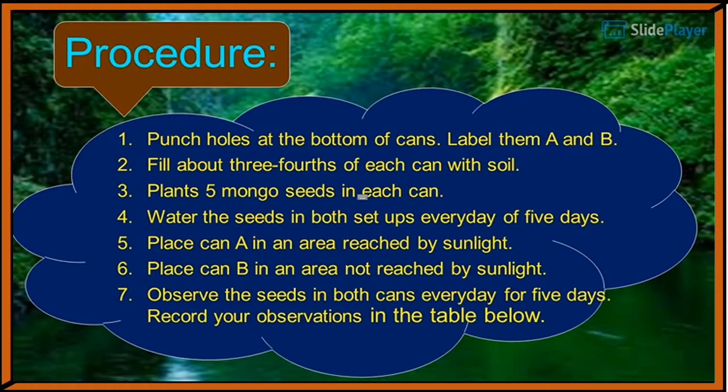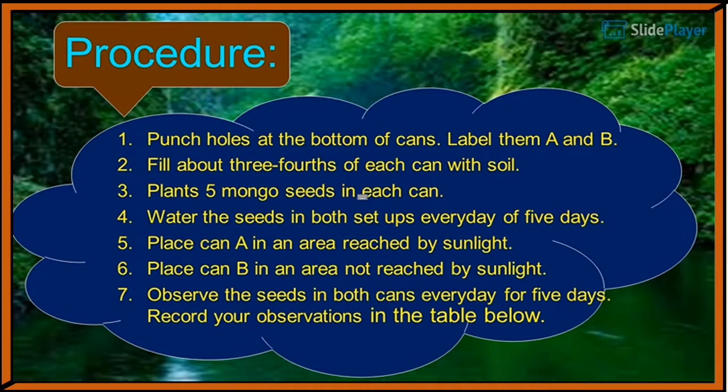Fill 3/4 of each can with soil. Plant 5 mango seeds in each can. Water the seeds in both setups every day for 5 days. Place can A in an area reached by sunlight, while you place can B in an area not reached by sunlight. Observe the seeds in both cans every day for 5 days.